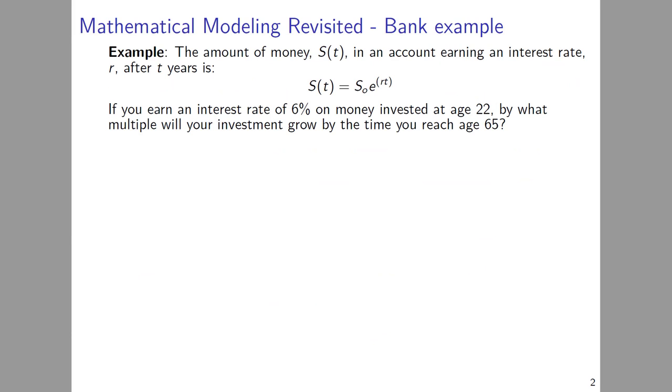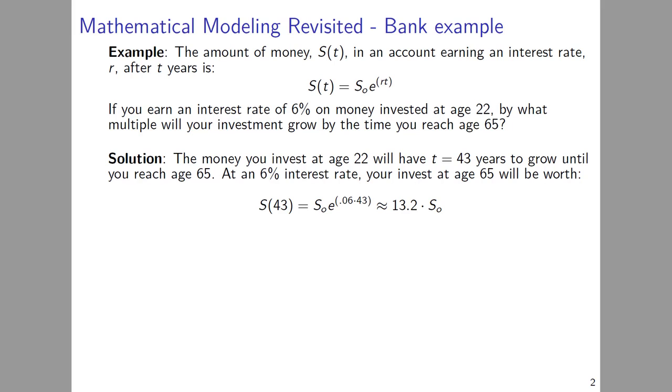Putting some numbers to our parameters, let's consider that we have an interest rate of 6% on money invested at age 22. By what multiple will your investment grow by the time you reach age 65? That is, how many times bigger will the amount of money you have at age 65 be compared to the amount you have at age 22?